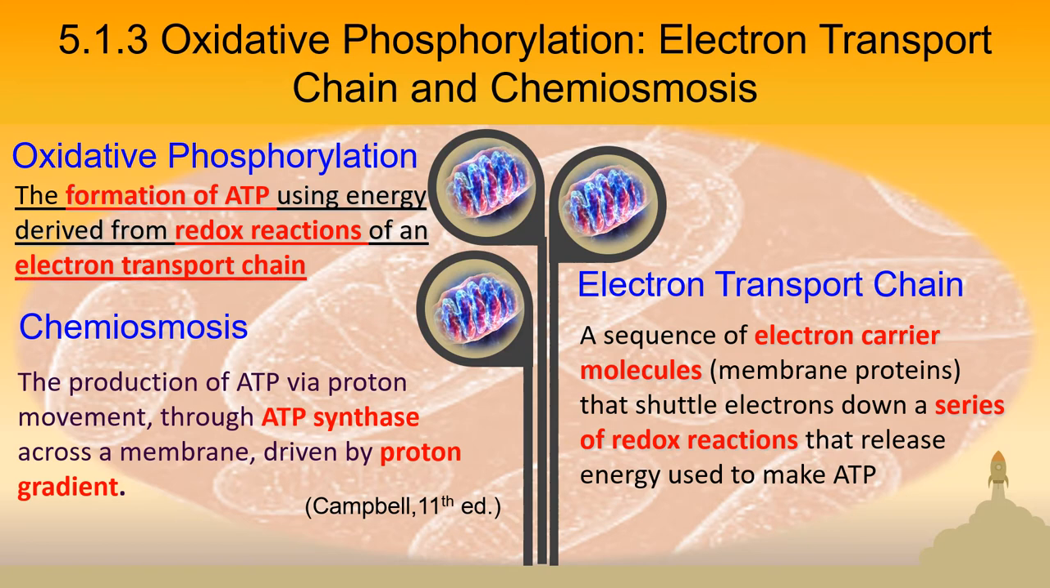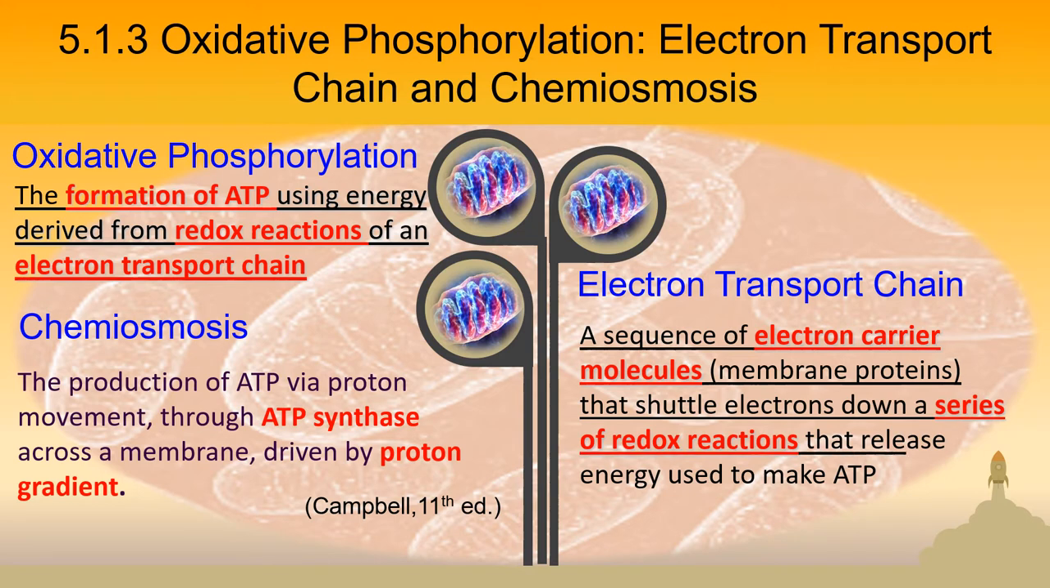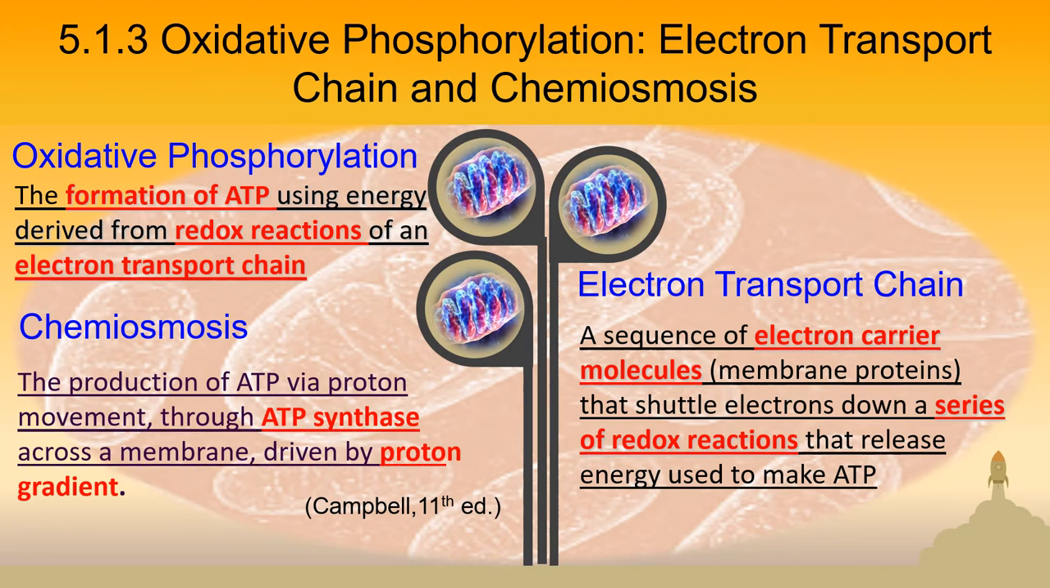The electron transport chain, also known as ETC, is a sequence of electron carrier molecules that shuttle electrons down a series of redox reactions that release energy used to make ATP. Chemiosmosis is the production of ATP via proton movement through ATP synthase across a membrane, driven by the proton gradient.